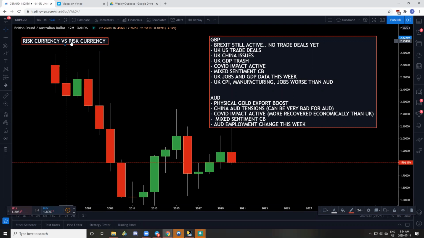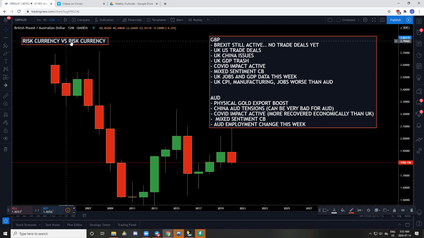When you have a risk currency versus a risk currency, or you're dealing with a safe haven currency versus a safe haven currency, like for example, the US dollar versus the yen, which can sometimes be very hard to call plays long term because you have this tug of war fundamentally, or for example, US dollar versus the Swiss franc. You guys get the idea.